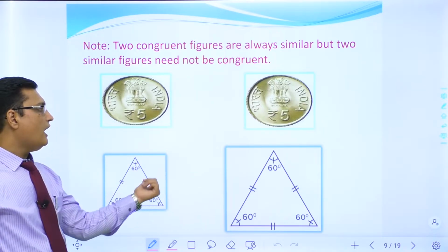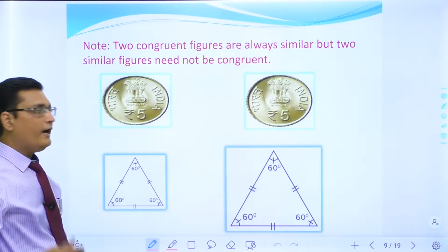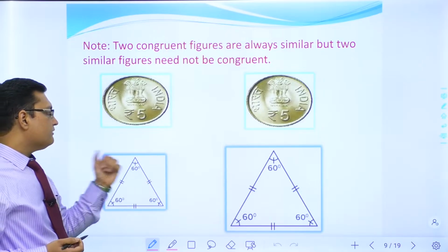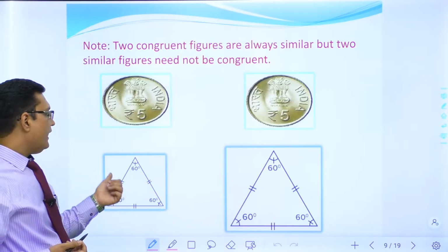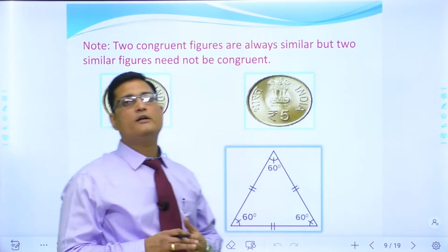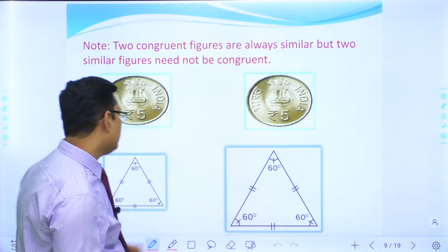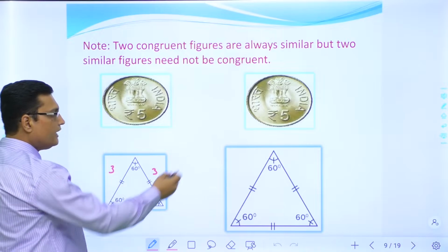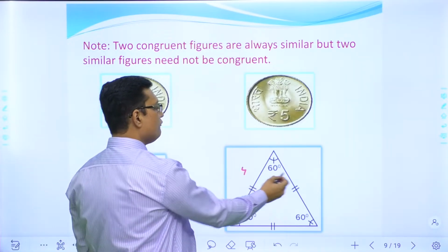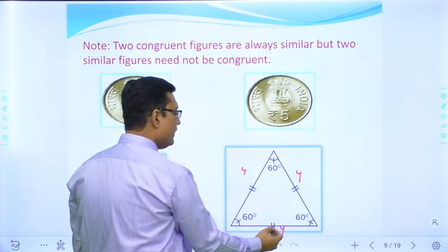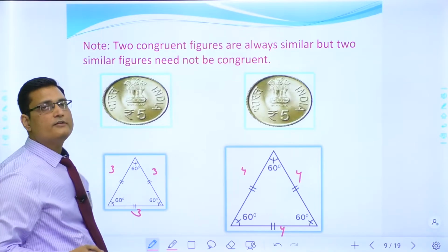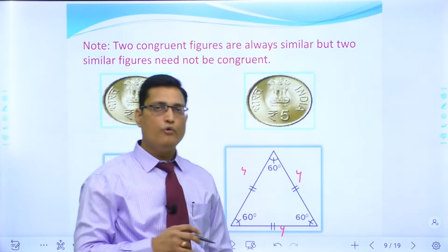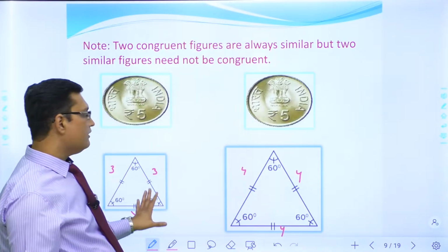These figures are similar. Why are they similar? All the angles are equal, and it is an equilateral triangle. In an equilateral triangle case, if all the sides are 3, 3 and 3, and in another it will be 4, 4 and 4, then again the ratio of the sides is coming 3 upon 4 in each case.